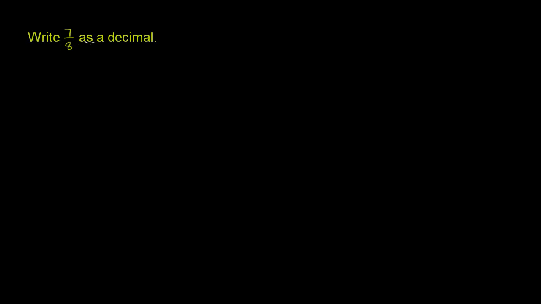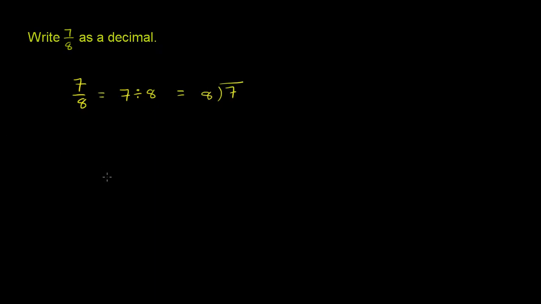Write 7/8 as a decimal. And so the main realization here is that 7/8 is the same thing as 7 divided by 8. These are all different ways of writing the same thing. So let's actually divide 8 into 7.